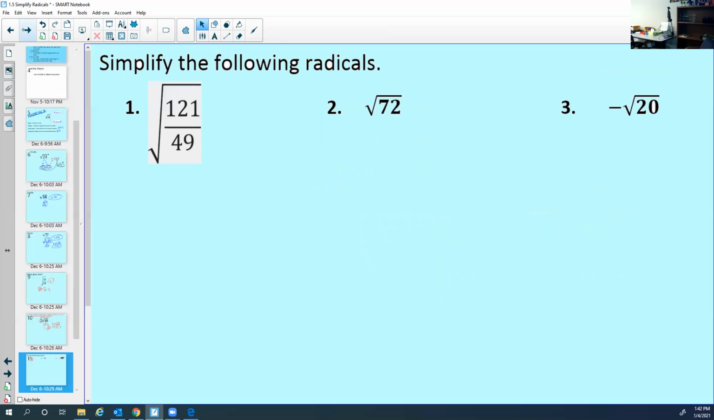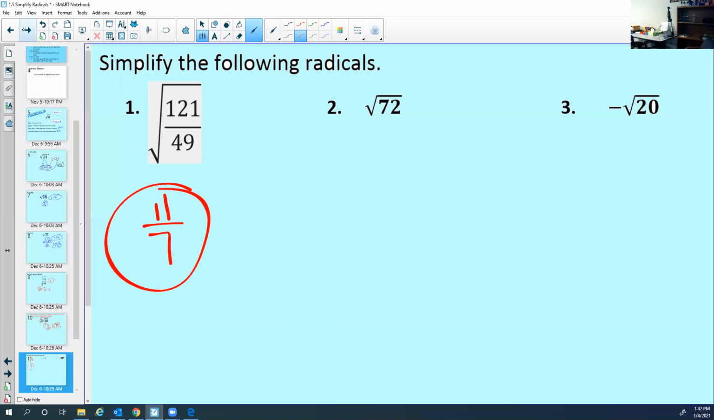All right, go ahead and let's try number 1 here. Let's put it into our calculators. What do we get? Square root of 121 divided by 49. Go ahead and get that answer. Hopefully you got 11 over 7. That one is easy in our calculator.